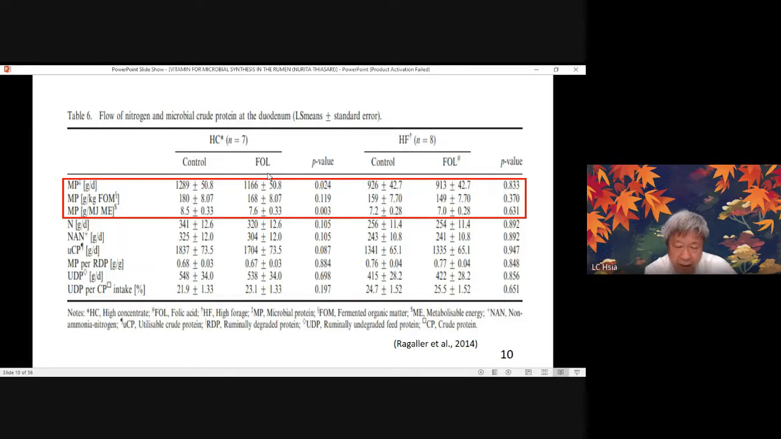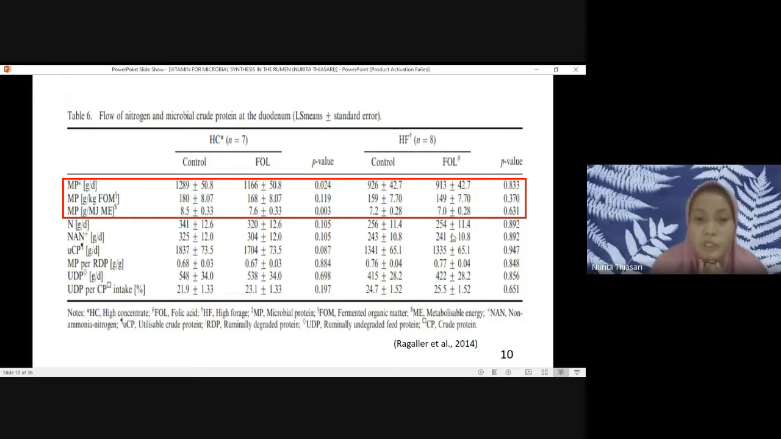The experiment didn't have a lower and higher energy treatment in the folic acid. So how can we make this kind of conclusion? If in the experiment they had a high energy and low energy for folic acid, then you can make this kind of conclusion. Otherwise, how can we make this kind of conclusion?